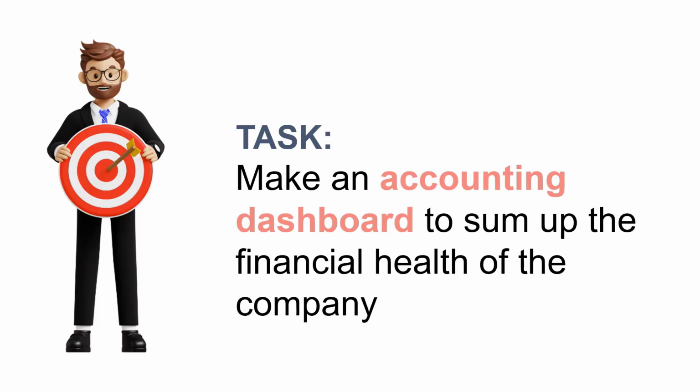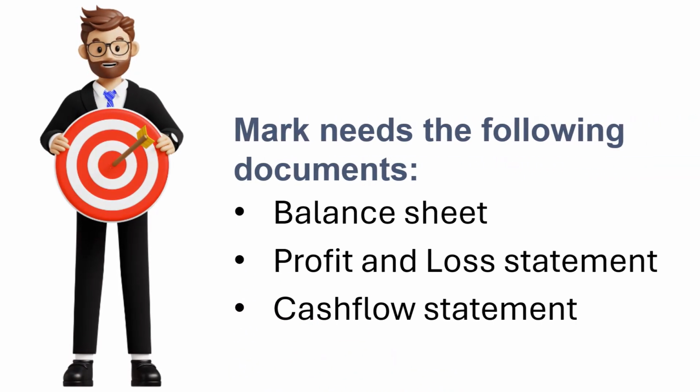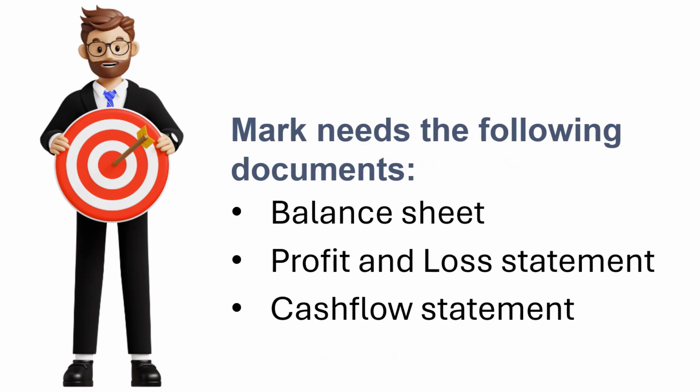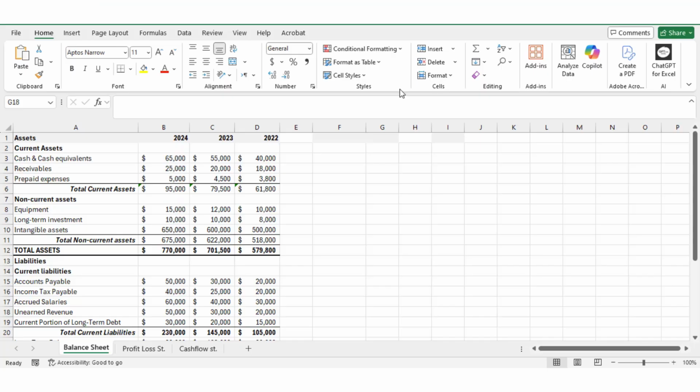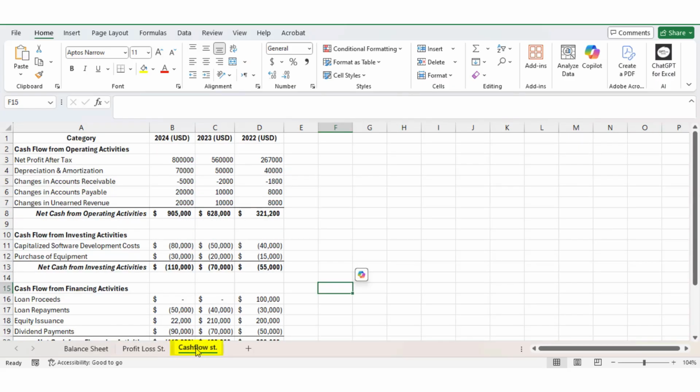For this purpose, he needs the following documents: balance sheet, profit and loss statement, cash flow statement. Let's open Top Talent's financial statements in Excel. Balance sheet, profit and loss statement, cash flow statement.